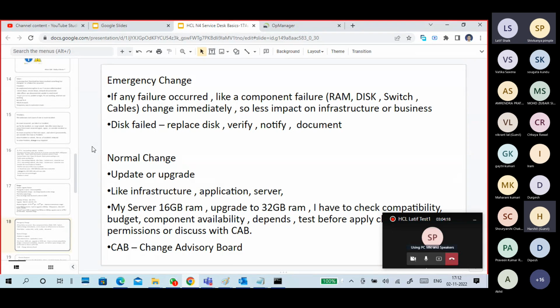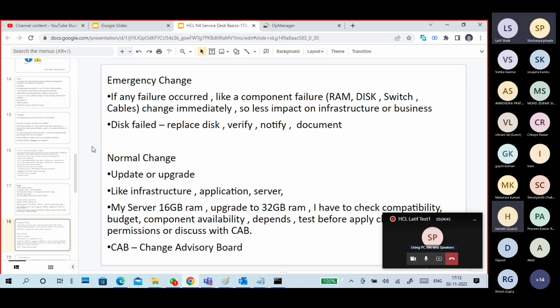Normal changes, for example: you have a bike and you have to change the engine oil. If you don't change it immediately, no problem. Tomorrow you can change it, the day after tomorrow you can change it. You want to change your bike seat? No problem, the day after tomorrow also you can do it. Why? Because it is not an emergency change. If you don't change it, nothing will happen.